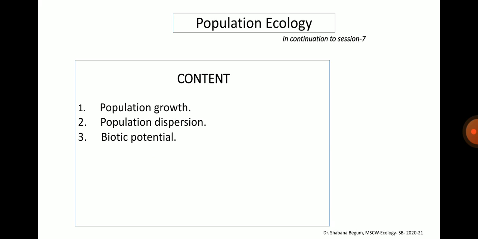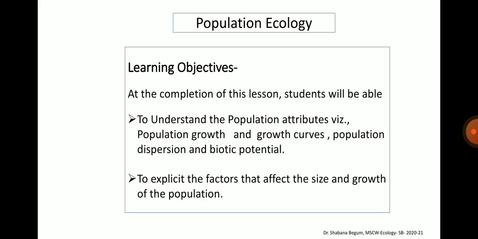The contents being population growth and growth curves, population dispersion, biotic potential as well as the population regulation, and the learning objectives are to understand the population attributes with the population growth and growth curves, population dispersion, biotic potential and population regulation, and also to explain the factors that affect the size and growth of the population.